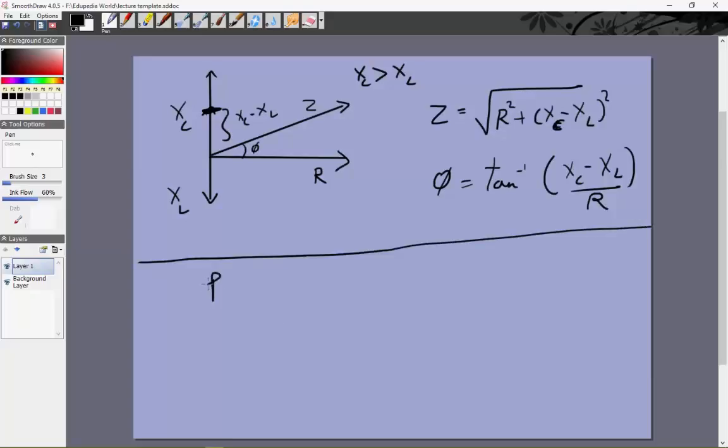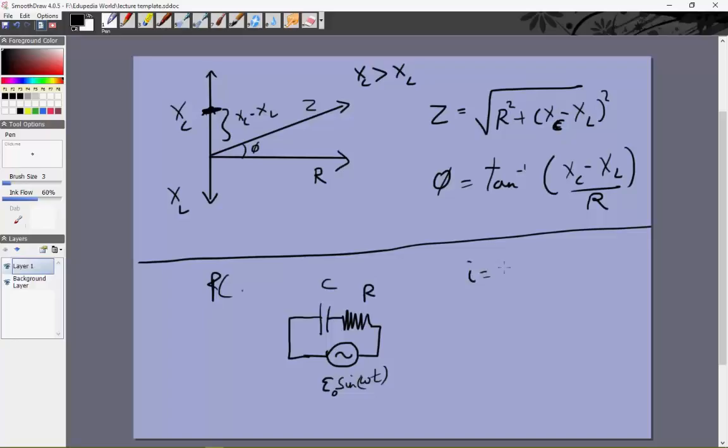Let's do the simple RC circuit from the beginning. So that means we have an alternating current source, then we have a resistance, then we have a capacitance. This alternating current source is E0 sine omega t. This is R, this is C.